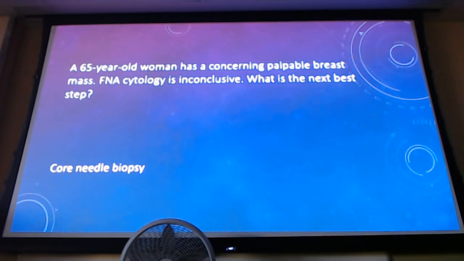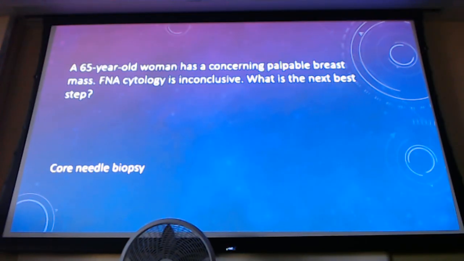Okay. At this point, if you have a concerning palpable mass, you don't necessarily want to do another FNA. Just do a core. Okay. If they didn't want to do a core, what's their next best step? We have 2 next steps that we can potentially do for a concerning palpable breast mass.